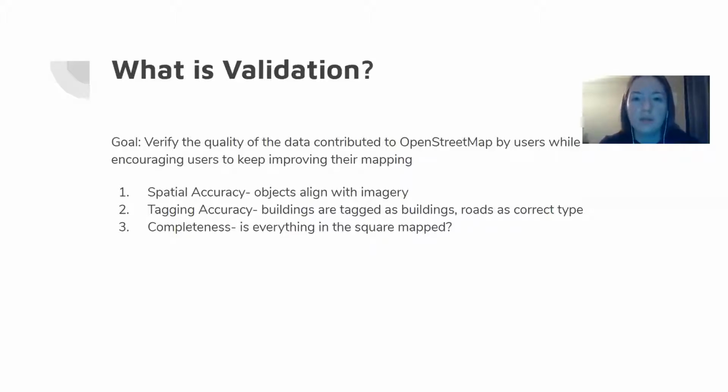So there are three overarching goals that we're looking for when we're validating. The first is spatial accuracy, which is just that objects are aligned with the imagery and are in the correct location and are in general just the correct size. There's also tagging accuracy, which is usually just checking that buildings are tagged as buildings and roads are tagged correctly, whether that be primary, secondary, residential, or as trails. And also just completeness, which is self-explanatory, just is everything in the square mapped. A lot of times as validators, we add a couple finishing touches and just add in a couple buildings at the end that mappers may have missed.